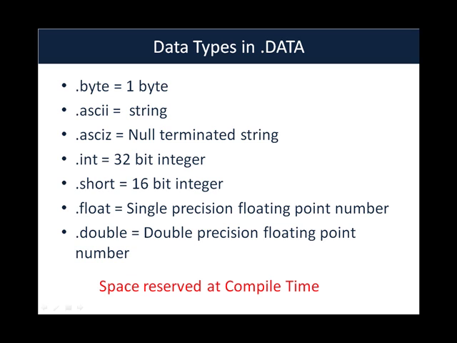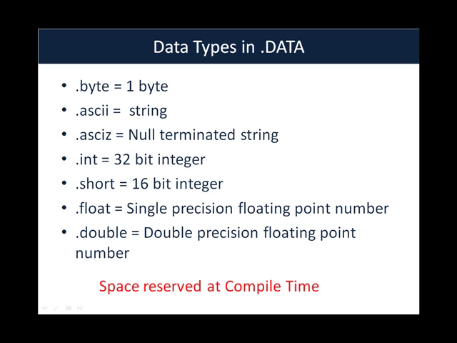So we'll first look at the .data segment and the various data types which can be used within it. The first is .byte, which is 1 byte. Then we have .ascii, which, if you remember from the previous video, is basically a string. Then we have .asciz, which is nothing but the null terminated string. Then .int, which is a 32-bit integer, .short is a 16-bit integer, .float is single precision, and .double is double precision floating point numbers.